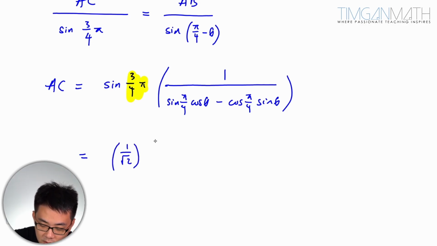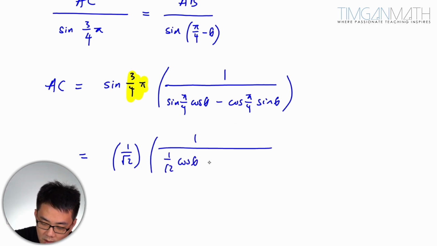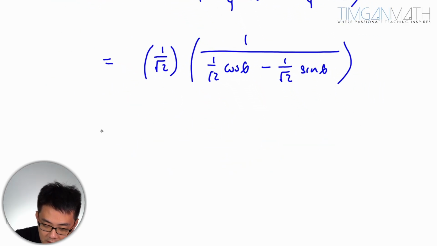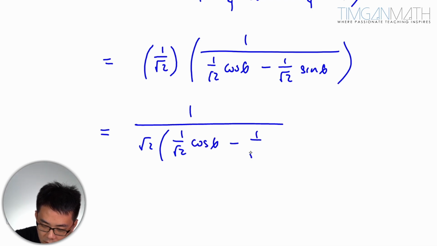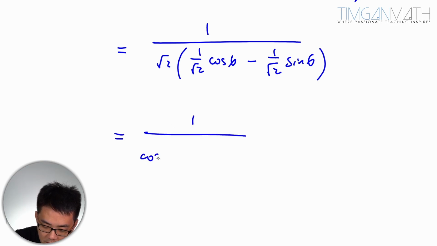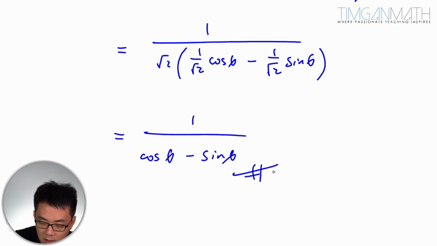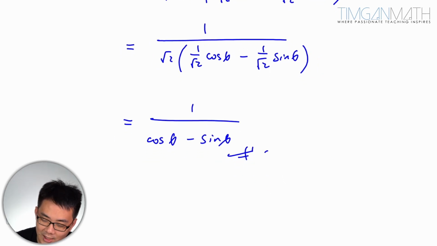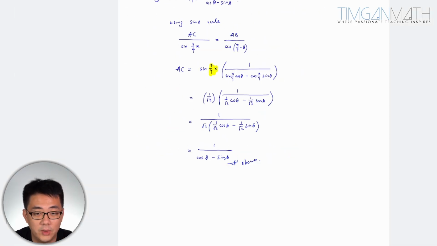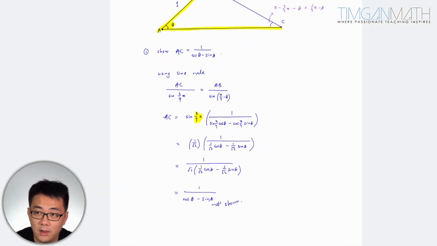Sine 1/4 pi is also 1 over root 2, so I'm just going to put sine 1/4 pi is 1 over root 2, cosine pi over 4 is 1 over root 2, and this sine theta here. Once this is done, you can see that you can cancel this. So this will be root 2 times 1 over root 2 cosine theta minus 1 over root 2 sine theta, and that will be 1 over cosine theta minus sine theta. Shown. That's how you do this first part, which is 4 marks.